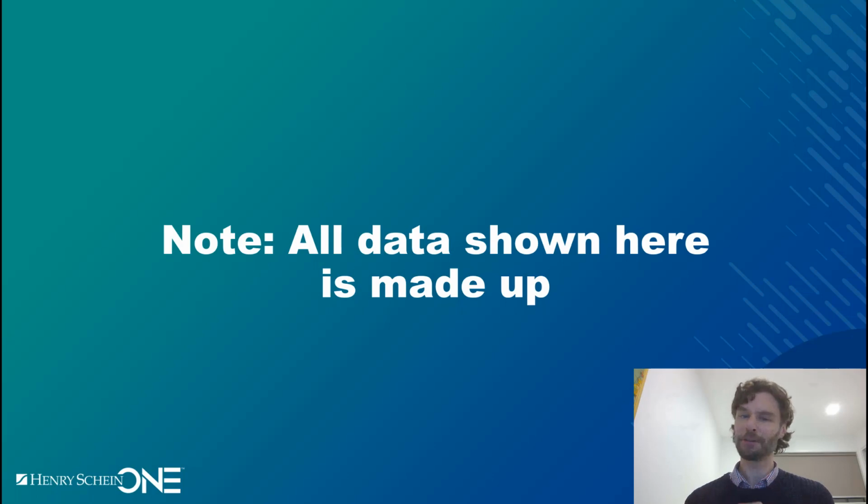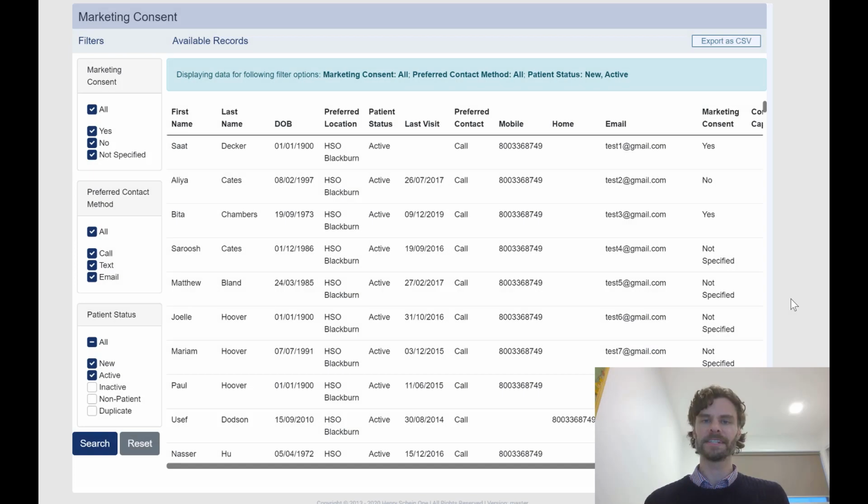Now, just before I load the report, an important note is that all the data shown here is made up. It's just test data that we use internally that we've generated, so no real patient information is being shown in this video. Once you load the report, you can again think about the target that you want to send this campaign to. The options on the left include the marketing consent option, whether they've opted in, opted out, or they haven't specified, their preferred contact method, and their patient status.